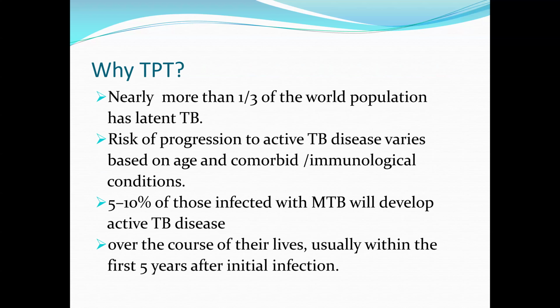Next. Why are we giving TPT? Because it has been noted that more than a third of the world population has latent TB. This population has a risk of progression to active TB disease, varying with age, comorbidity, or immunologic conditions. 5 to 10% of those infected with Mycobacterium tuberculosis will develop active TB disease over the course of their lives, usually within the first 5 to 10 years of infection.